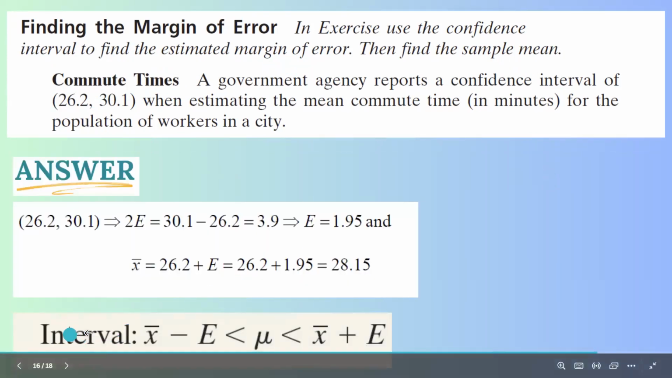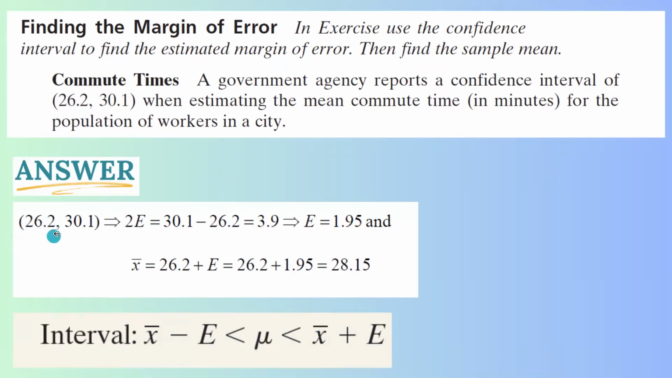Remember, when you're building a confidence interval for the population mean, mu, it is bounded between x bar minus margin of error and x bar plus margin of error. You basically have x bar minus E, 26.2, and x bar plus E, which is 30.1.